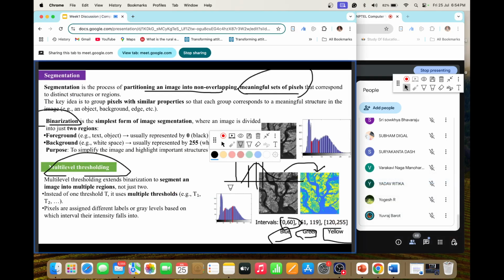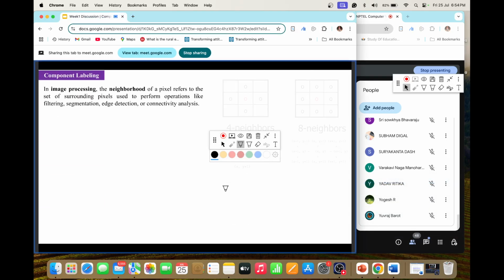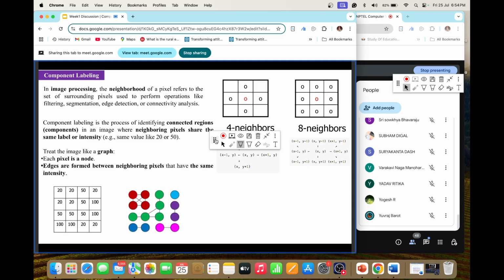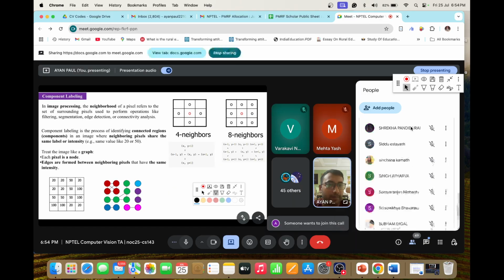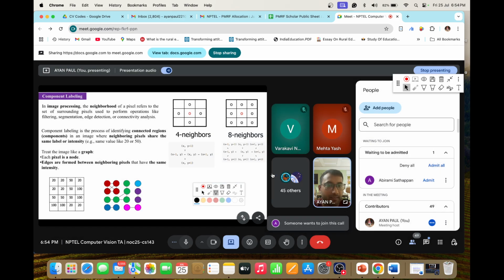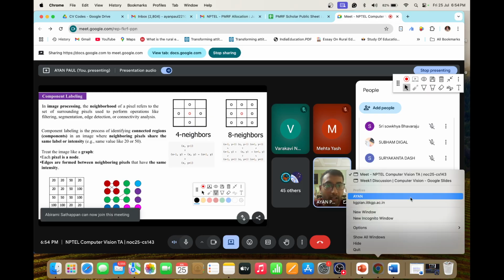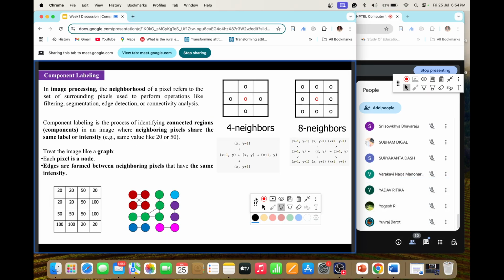Nice. So let's move on to the next thing, that is component labeling. How do we do segmentation with it? Previously, we chose thresholds, like two thresholds, which means three parts. By this multi-level thresholding, we choose different thresholds, part the image into, say, three parts, and give color to each.